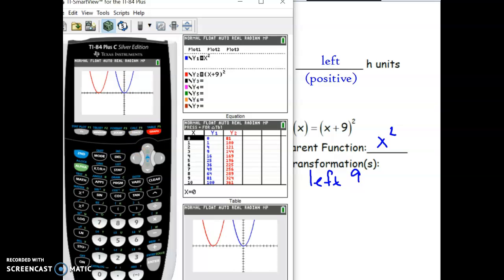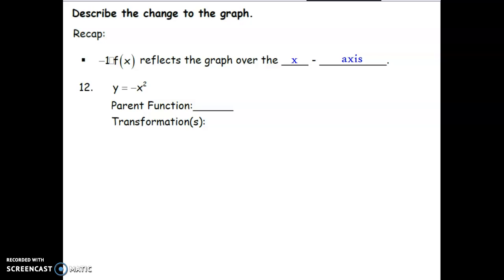Okay, let's go to the next one. All right, the parent function on this one, just going to be plain old x, so it's going to be x squared without the negative. All right, do you remember what that negative did? What did we put on our paper that the negative does? It is a reflection. Okay, so let's look at that one in the calculator.